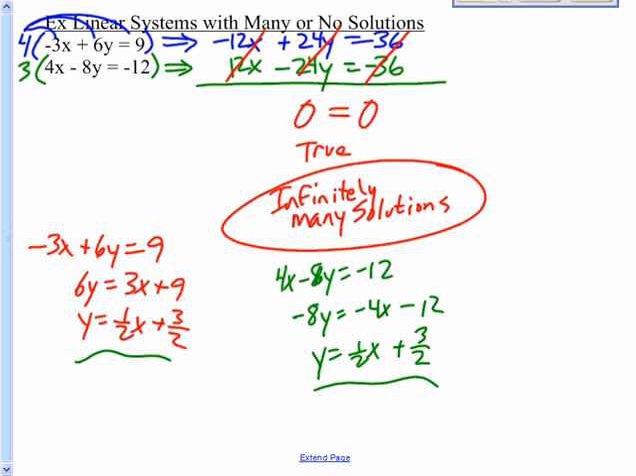Same line. Okay, but that's how you do it algebraically. You get to that point, if you have a true statement, a couple of constants there and they're equivalent, infinitely many solutions.